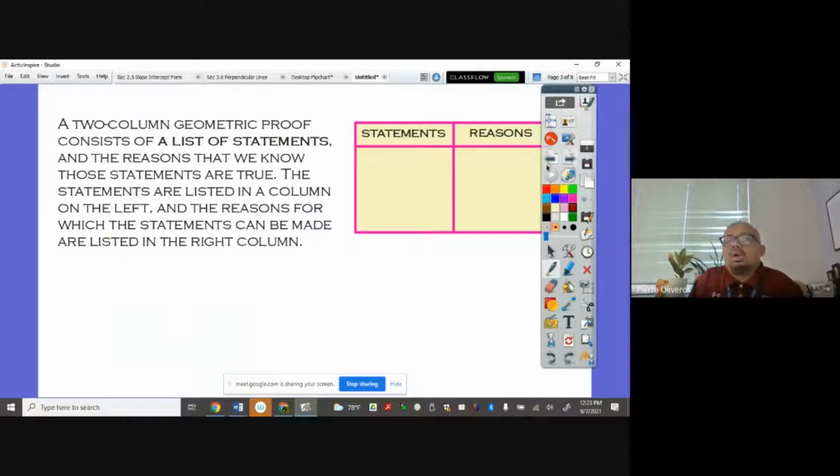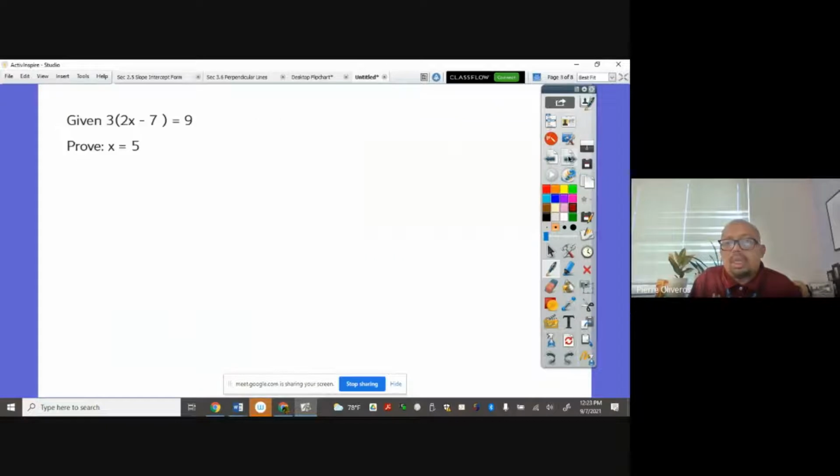Okay, so when you do two-column proof, most of the time in geometry particularly, you're given a problem, a given, or a statement that you can use, and you have to prove that the answer will be whatever is stated there. For example, this one here, given that 3 times the quantity 2x minus 9 is equal to 9. Prove that the value of x here equals 5.